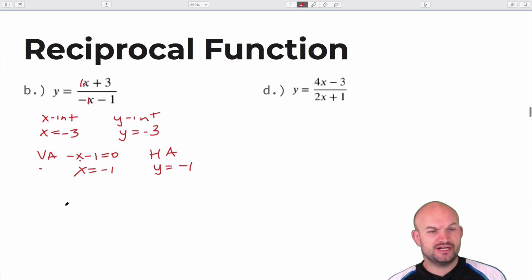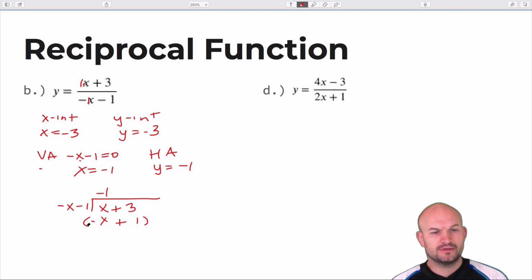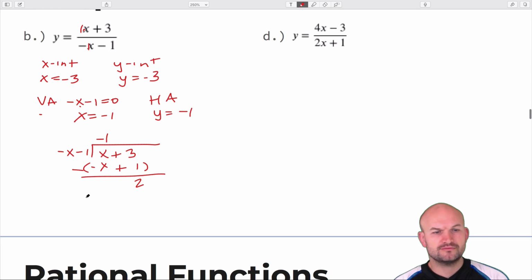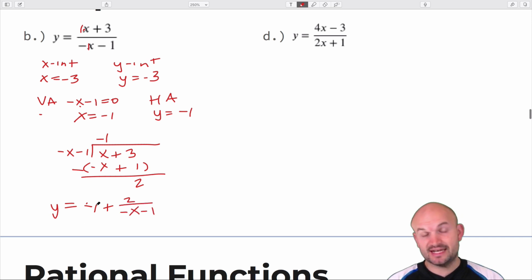And then when I do division here, I'm going to have a -x minus 1 divides into x plus 3. So that goes into there -1 times. That's a -x. That becomes a +1. Subtract your rows. That becomes a 2. So therefore, you'd have y equals your quotient plus your remainder over your divisor. And you can see that's exactly where we get our examples there.